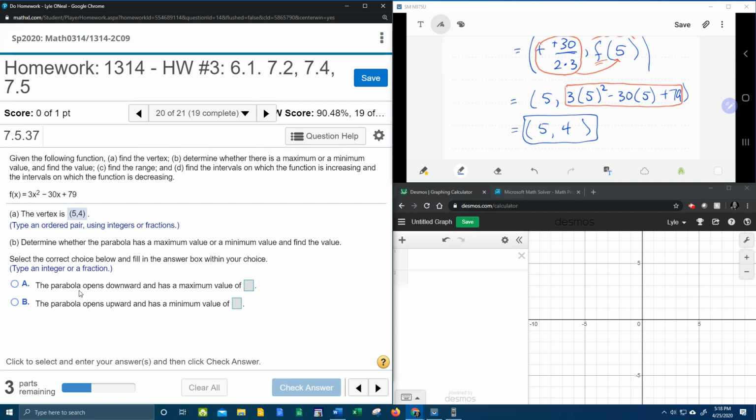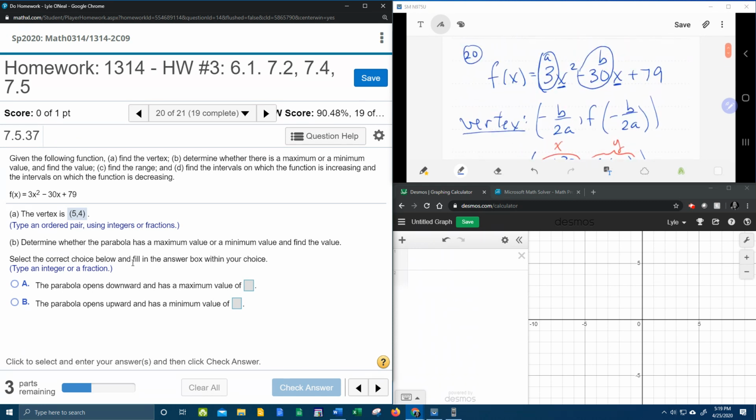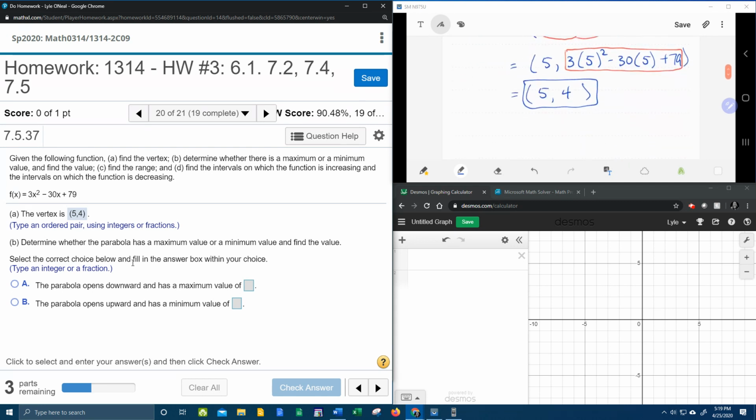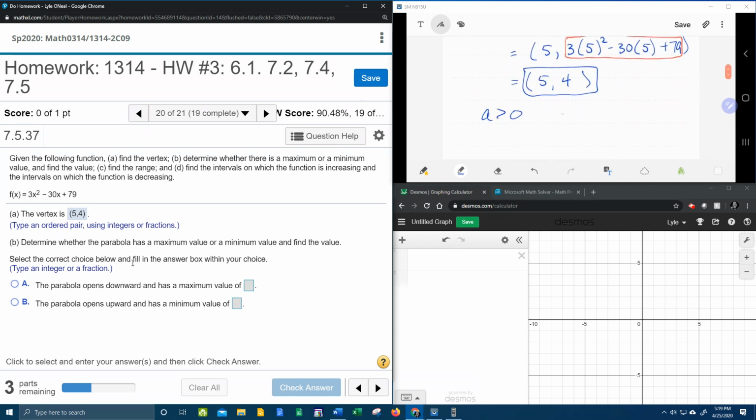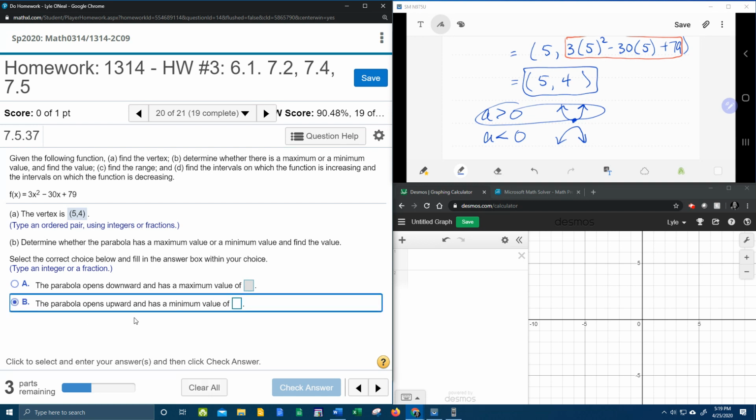Next, determine whether the parabola has a maximum or a minimum and find the value. Okay, well, look what it says. It says the parabola opens up or down. So all I have to do is determine whether it opens up or down. And that's easy, because that depends on the value of a, okay? If a is greater than 0, the parabola opens up. If a is less than 0, the parabola opens down. So what is our a? Our a is 3, which is greater than 0, and so our parabola is going to open up, which means the vertex is going to be a low point or a minimum.